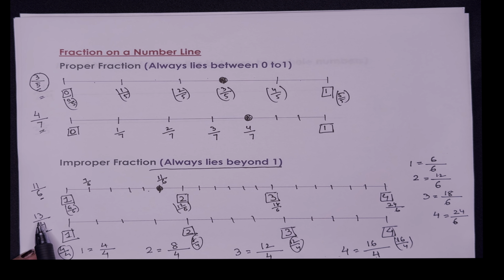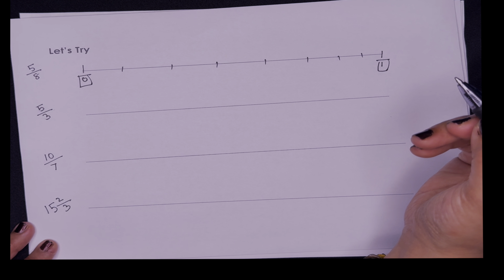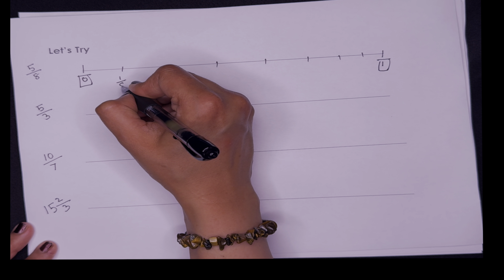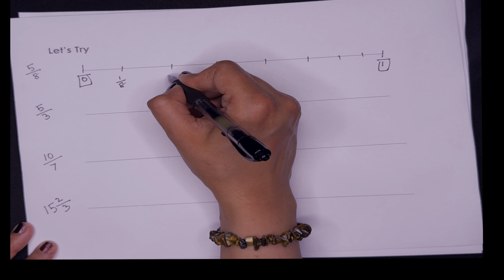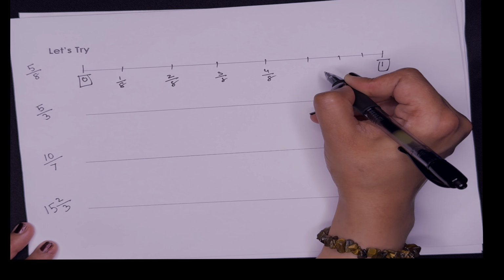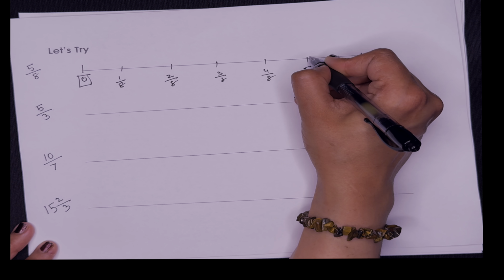And we just learned that a proper fraction lies between 0 and 1. The denominator is 8. That means between 0 and 1 there are 8 equal parts. If we make 7 lines, that will give us 8 equal parts. This is 0, 1 by 8, 2 by 8, 3 by 8, 4 by 8, 5 by 8. We're looking for this point.